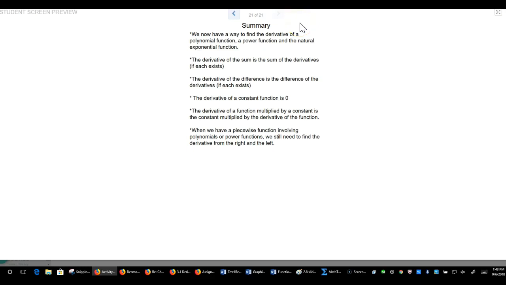So in summary, we now have a quick way to find derivatives of polynomial functions, functions involving e to the x, sums and differences and constant multiples, and piecewise functions. We still need to look at both pieces, but don't forget that the product law from limits doesn't apply. It was just the sum, difference, and constant multiple laws.